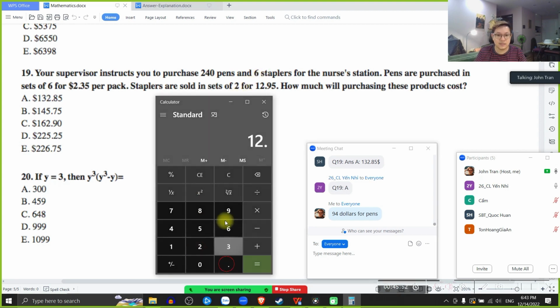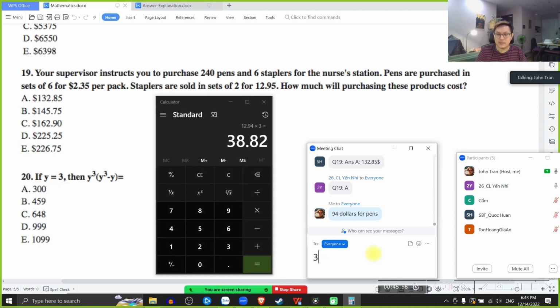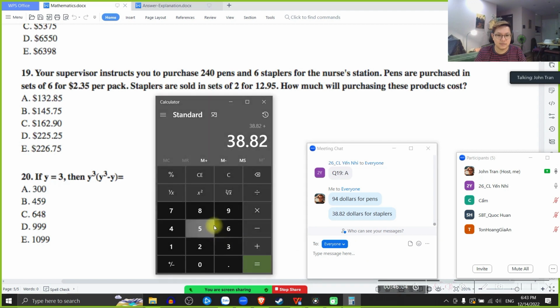So, $12.95 times 3. So, $38.85 for staplers. So, just combine these numbers together. What do you have? Answer A.